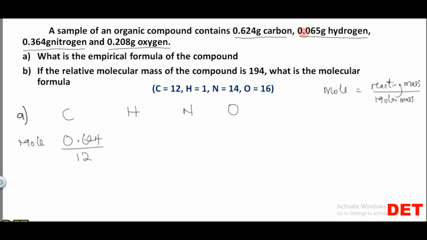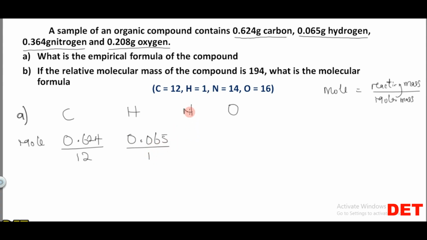Then that of hydrogen. The mass of hydrogen is 0.065 gram. That is the reacting mass of hydrogen in this compound. So that is 0.065 divided by the relative atomic mass of hydrogen, which is 1.